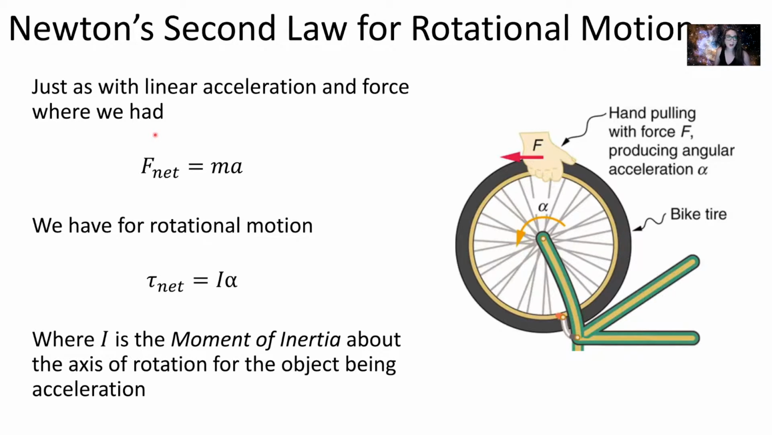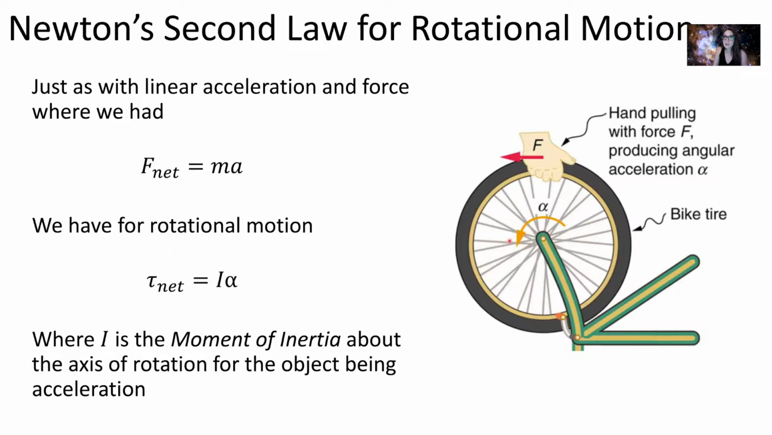Just as with linear acceleration and forces, we had that force was equal to mass times acceleration, Newton's second law. Now for rotational motion, our rotational equivalent is that the torque equals what we call the moment of inertia times the angular acceleration. So instead of force, we've got a torque. Instead of mass, we have the moment of inertia. And instead of linear acceleration, we have angular acceleration.